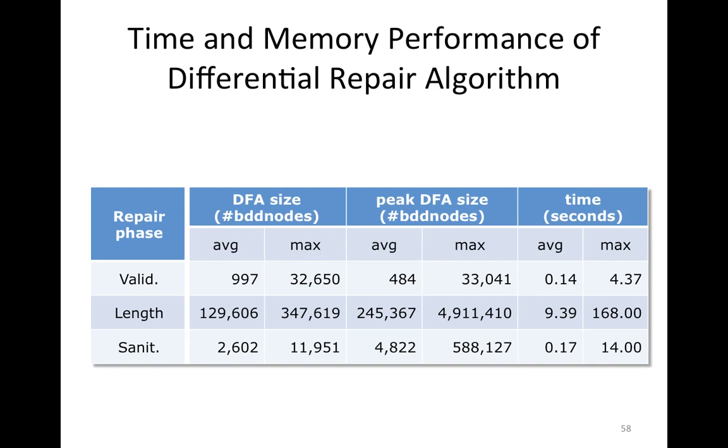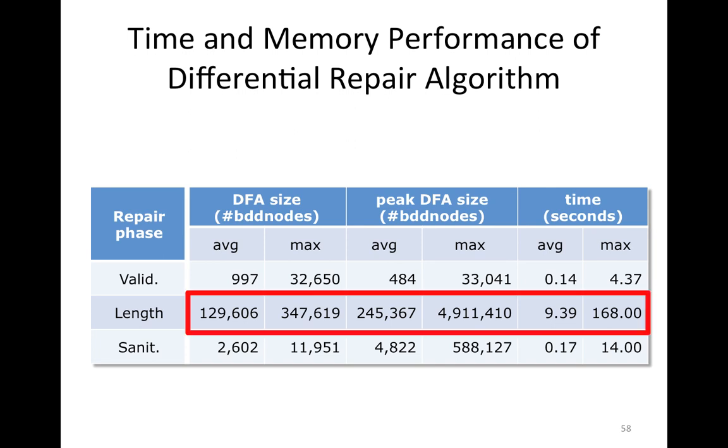This is the performance of the analysis. All this work is implemented in a tool called SimRip, which is available on GitHub. You see that generating the length patch takes most of the time and most of the memory. The maximum time it took to generate a length patch between two functions was 168 seconds.